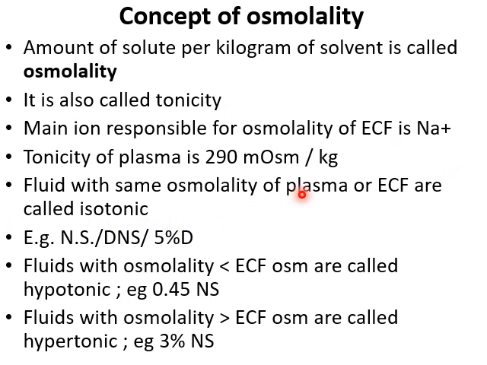Next, the fluids which have the same osmolality as that of plasma or ECF are called isotonic. Examples are normal saline, dextrose normal saline, 5% dextrose. These are the solvents which we commonly use for maintaining the normal osmolality of the patients in whom we are giving fluid therapy. The other types of fluids are hypotonic solutions, which have osmolality lesser than ECF osmolality. Example is half normal saline or 0.45% normal saline. The fluids which have osmolality higher than ECF osmolality are called hypertonic solutions. Example is 3% normal saline.